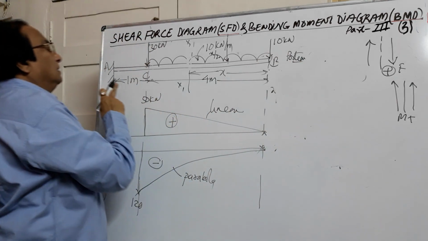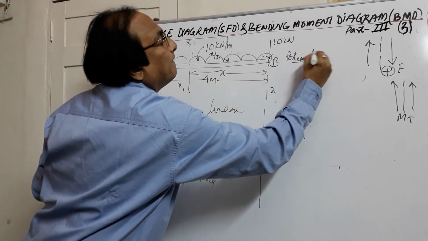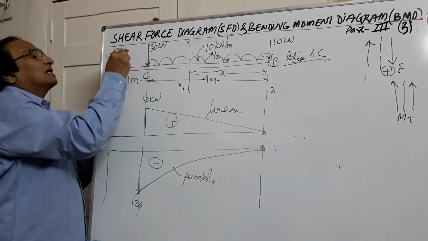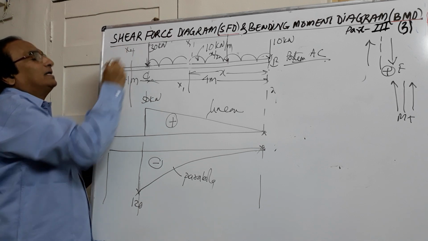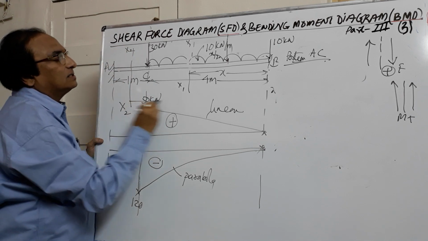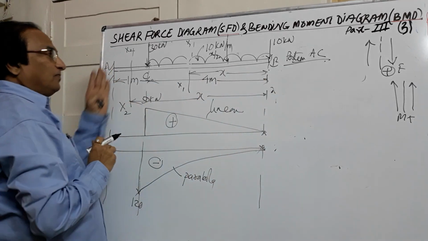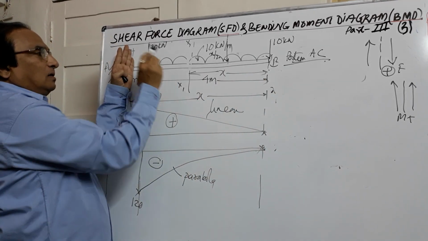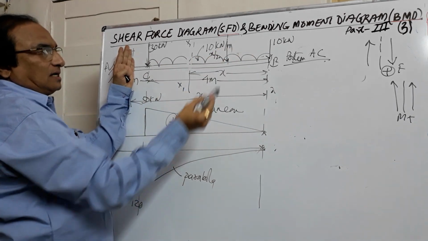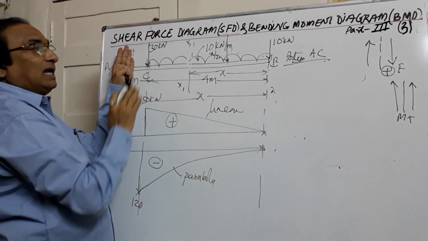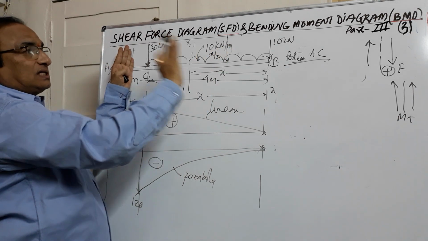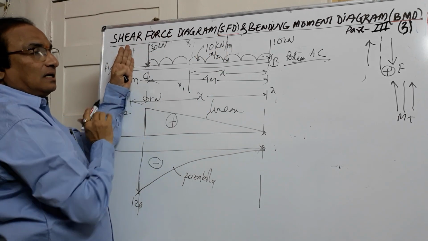Portion AC. Portion AC means I will consider a section x2 at a distance x from the free end again. So if I take the section, we have got 3 forces acting, 2 concentrated and 1 UDL, and this UDL is completely out of the section, so the whole load will be acting in the calculation.